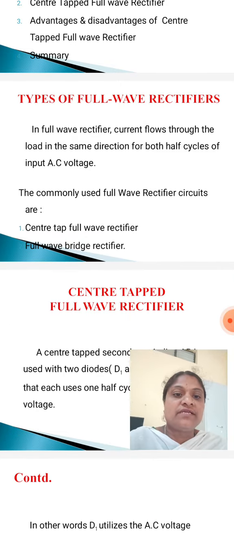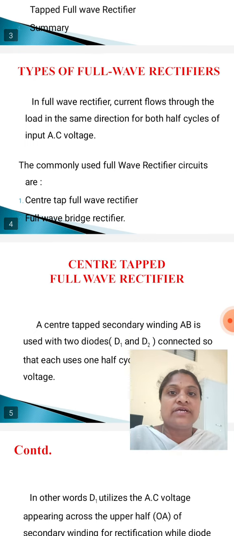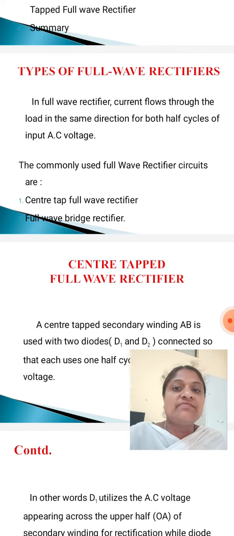In a full wave rectifier, current flows through the load in the same direction for both half cycles of input AC voltage. But in the case of a half wave rectifier, current flows only during one half cycle, in one direction. In a full wave rectifier, current flows through the load in the same direction for both half cycles of input AC voltage.